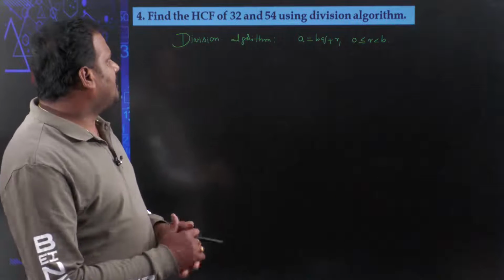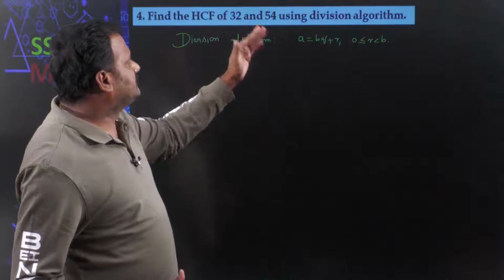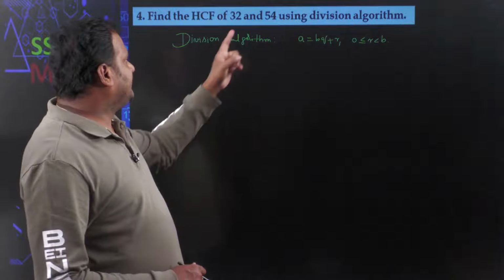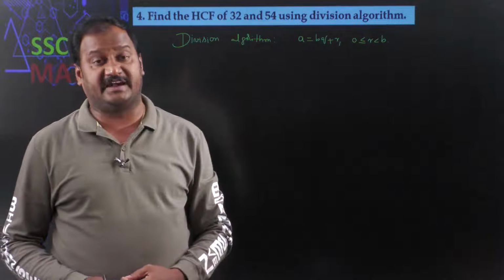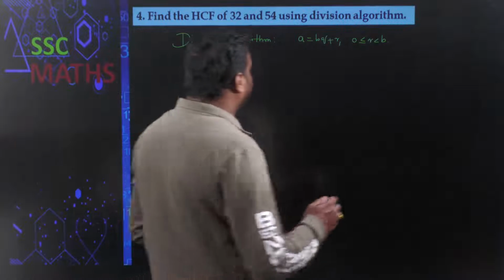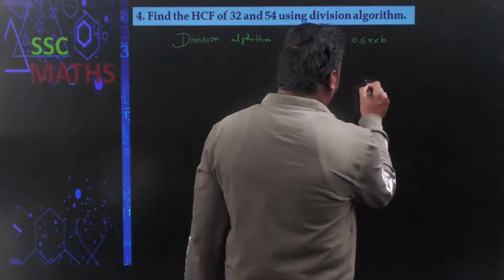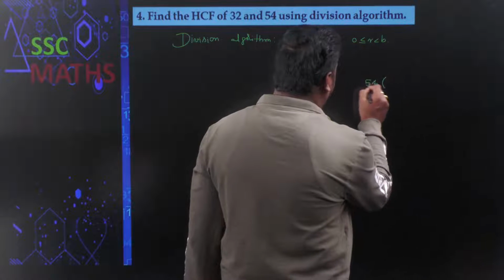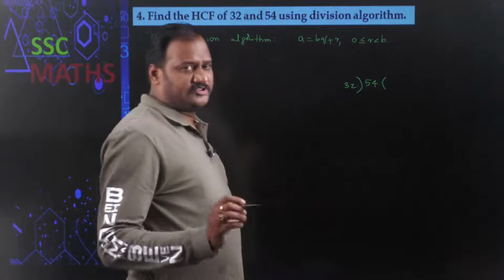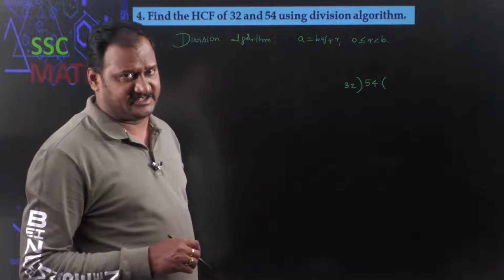So now, how do you find out the HCF of these two numbers by using division rule? So first of all, try to find out the HCF of those two numbers by long division method or short division, whatever that is called. Okay, so I am going to divide 54 by 32. I think you know the procedure of finding HCF by this division method.